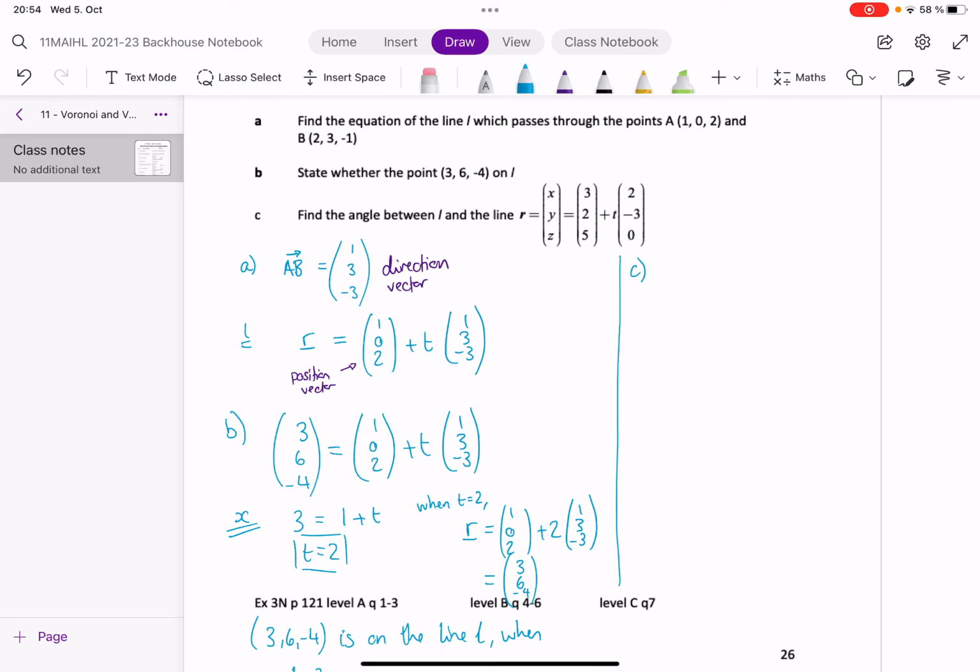But the trouble is, if I think about line L, which we found up here, and this new line, I've got 4 vectors going on. That's too many vectors to be trying to do a scalar product with. So we need to think about which ones are going to be important for the angle.